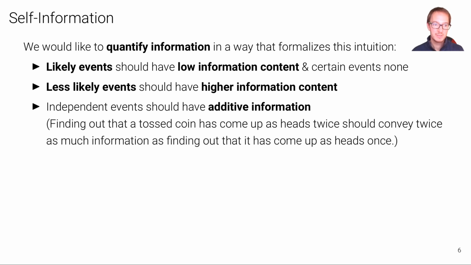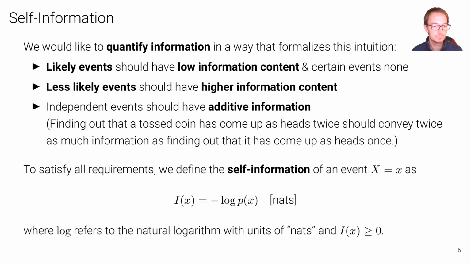rule that we impose is the following, that if you observe independent events, then the information should add up. They should have additive information. As an example, finding out that a tossed coin has come up as heads twice should convey twice as much information as finding out that it has come up as heads once. If I toss a coin, it comes up as heads twice. This should contain twice as much information.